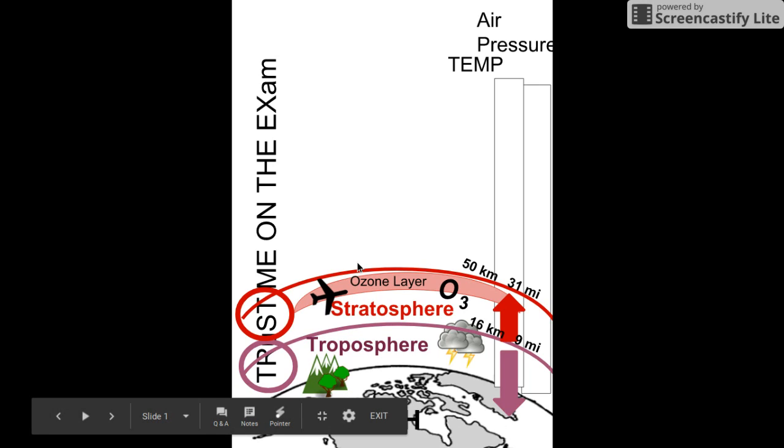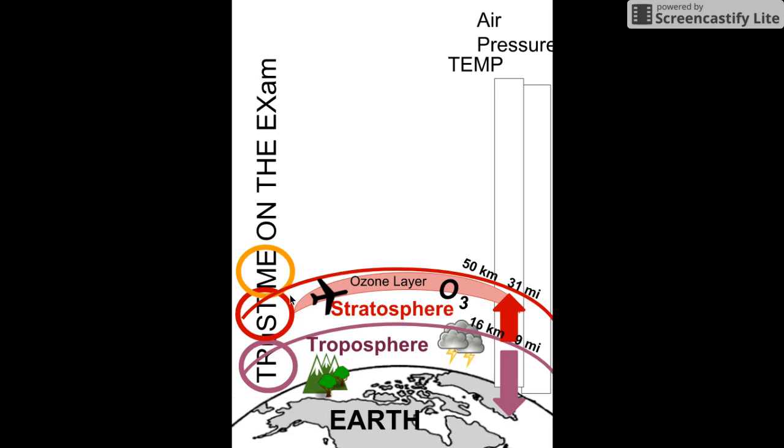All right. Everybody should have already labeled the troposphere and the stratosphere at this point. The next layer we have is the mesosphere. The mesosphere is located between 50 and 90 kilometers, between 31 and 55 miles up into the air.